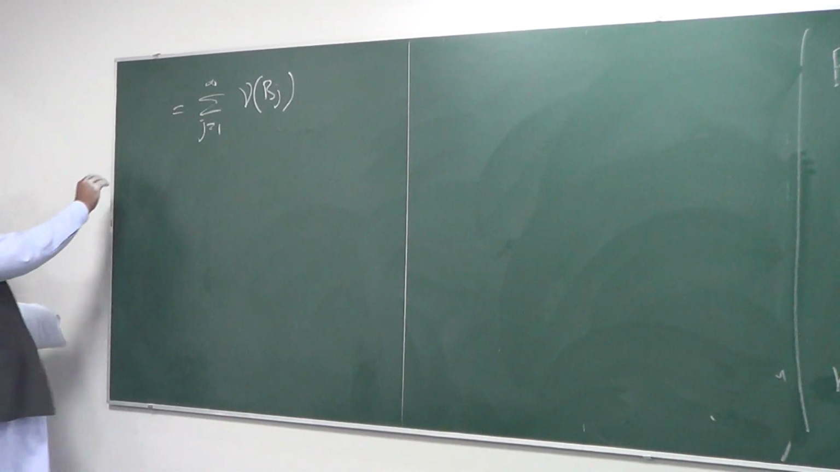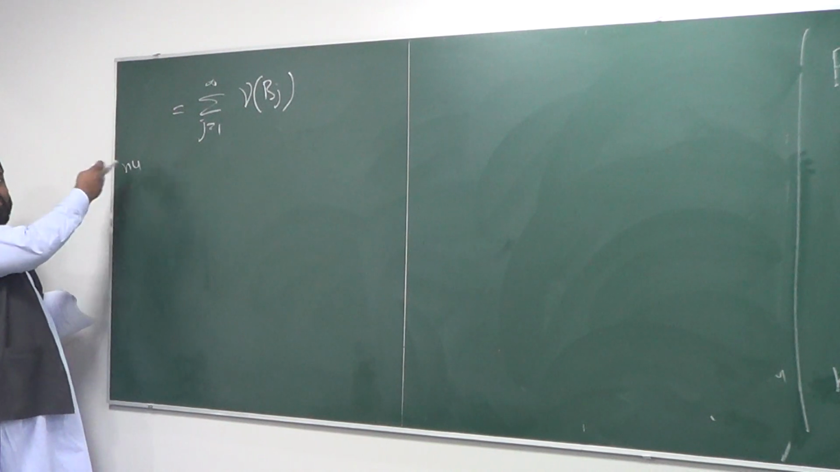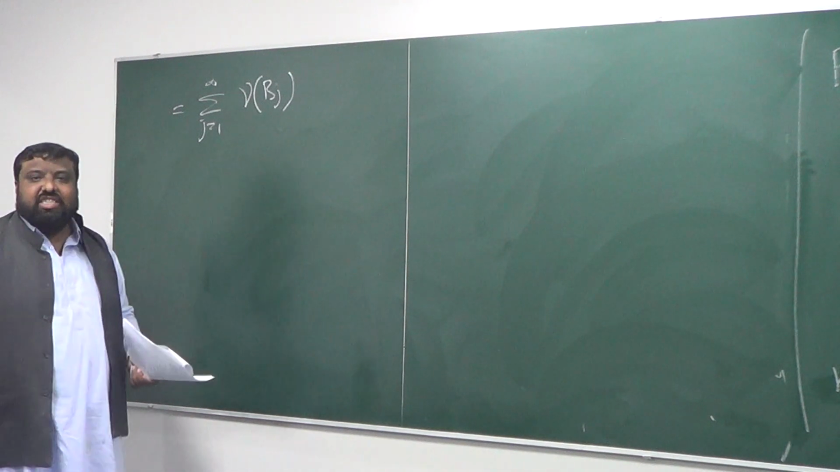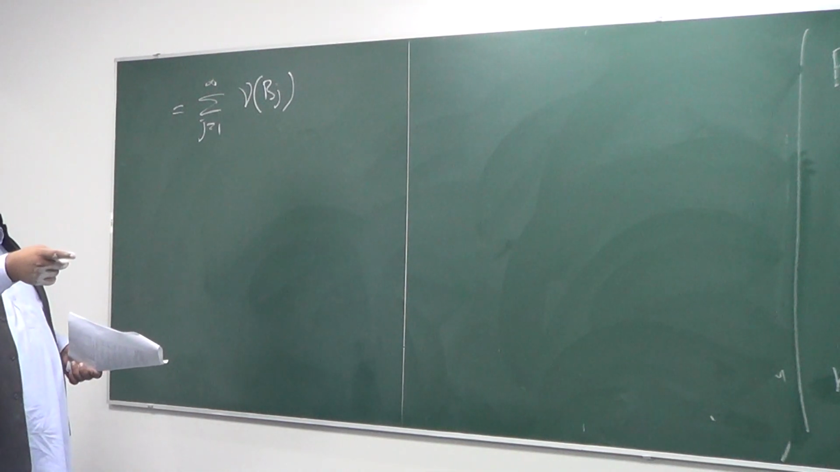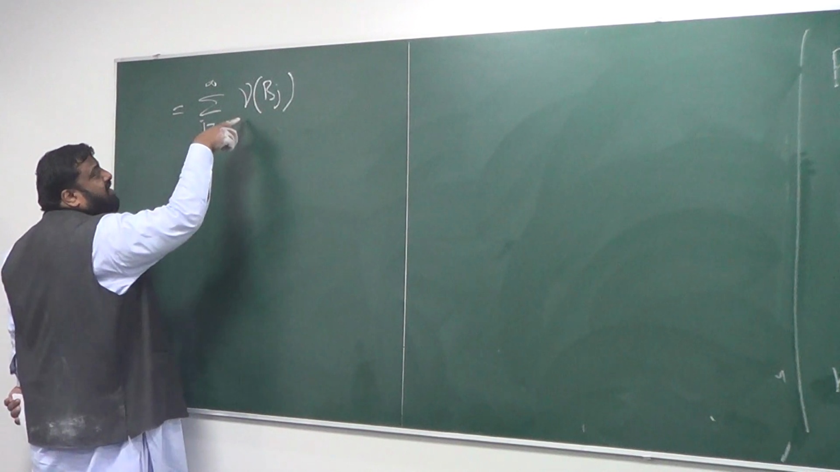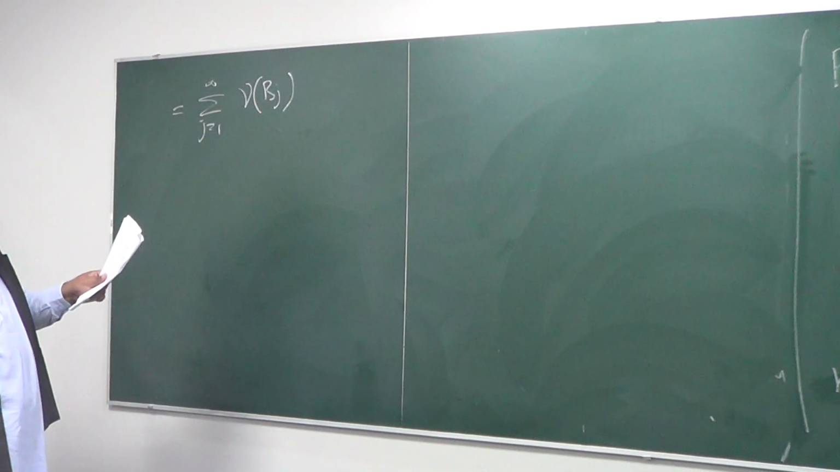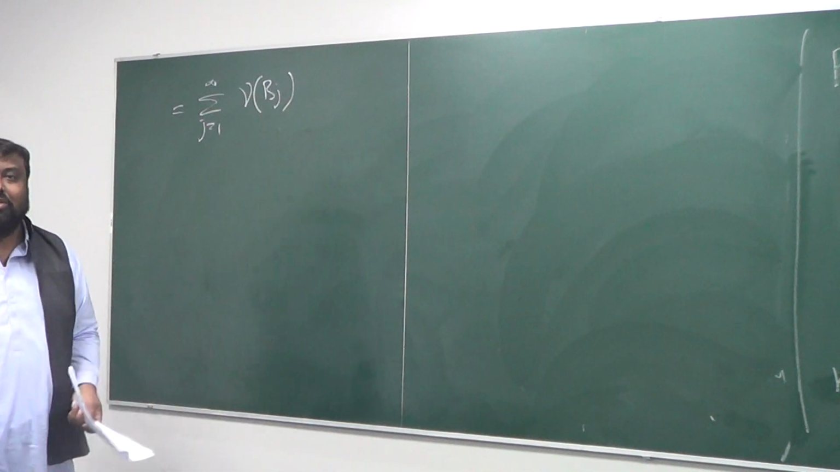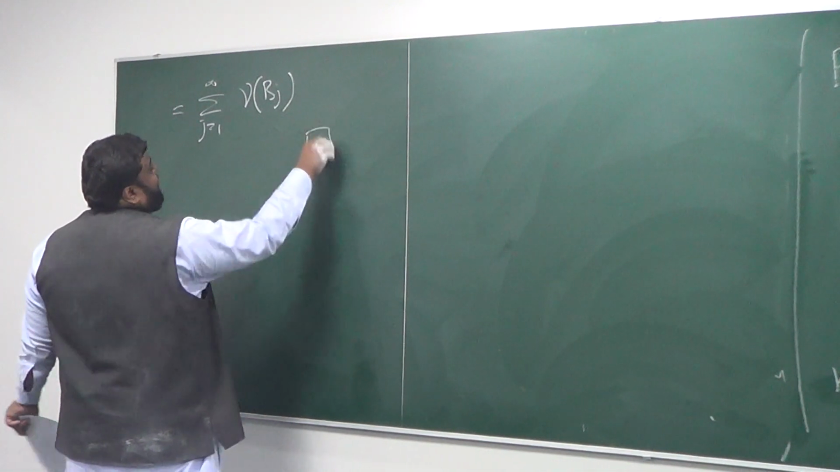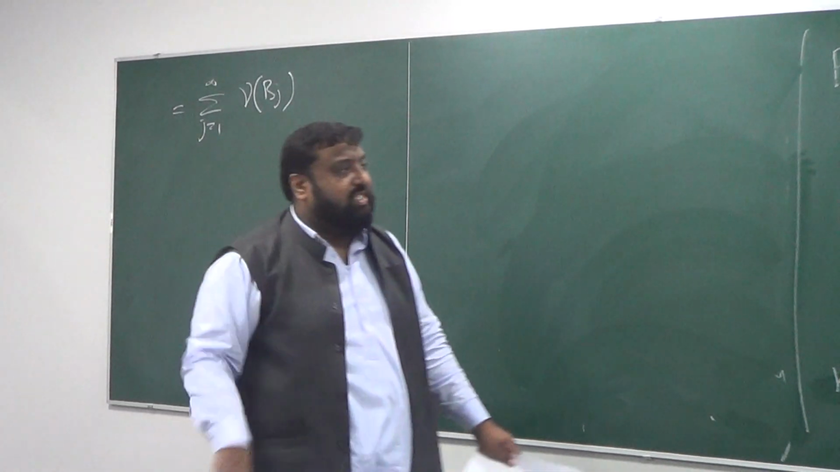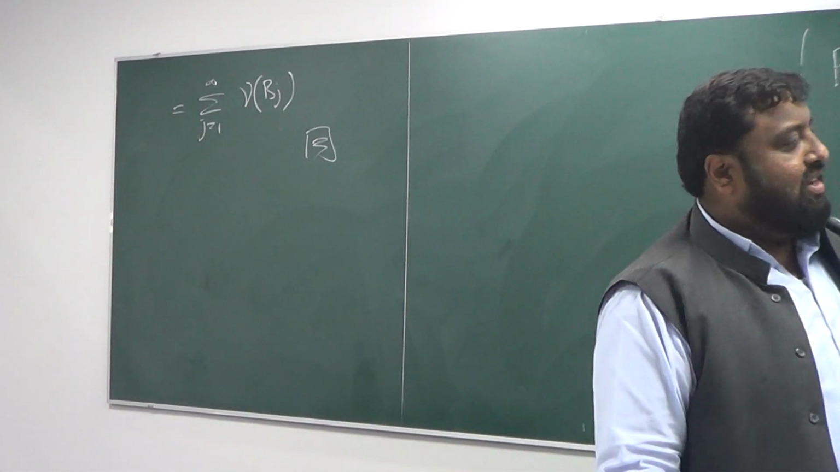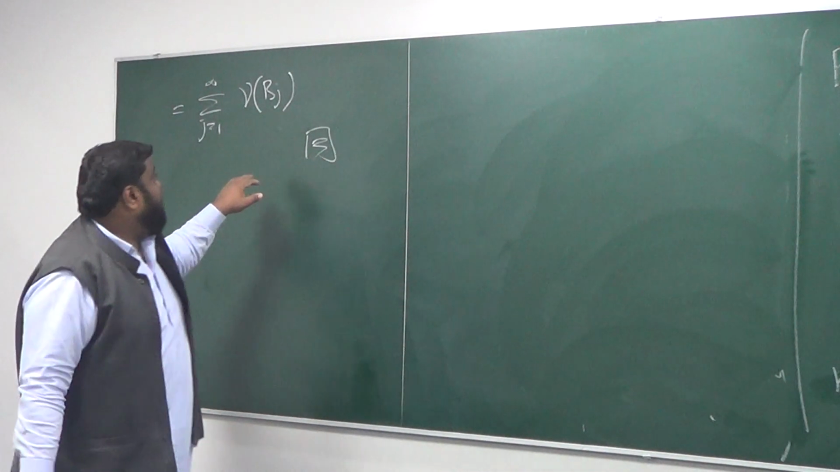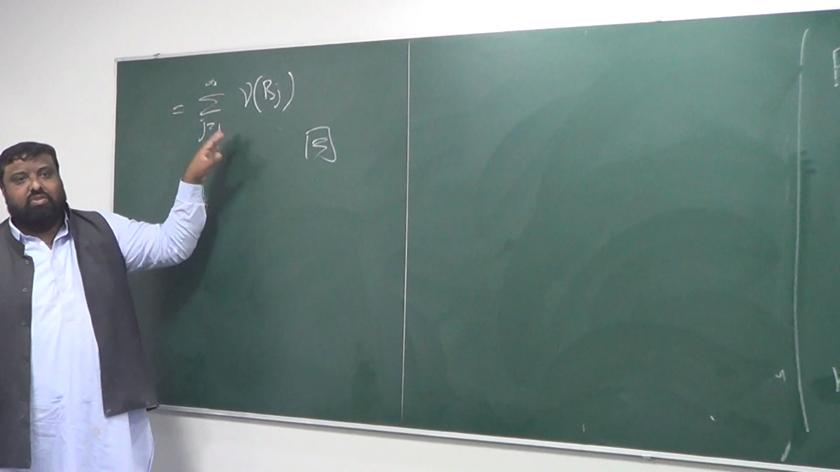Its pronunciation is nu. It's not mu, mu is different. So it's nu of B_j. But the B_j's are all disjoint. So this is what we wanted to prove, and this completes the proof. We started with nu of the union of B_j's, and we reached the sum of all those nu of B_j's.